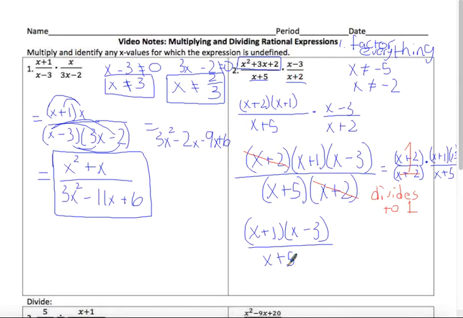And then here we'll go ahead and expand the numerator. This would come out to x squared minus 3x plus x and minus 3, which then is x squared minus 2x minus 3 all over x plus 5.